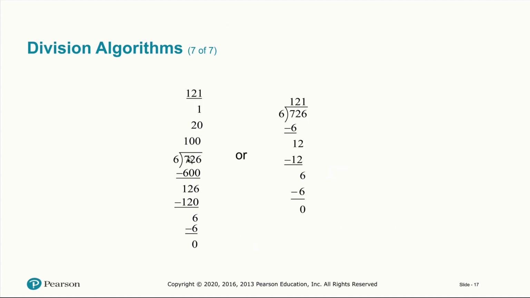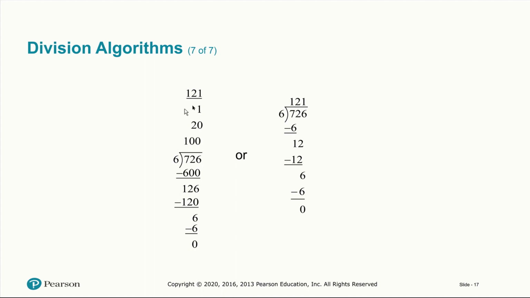So sometimes we represent the division algorithm like this. We say 6 goes into 726 100 times, and multiply, you get 600, subtract, you get 126. How many times does 6 go into that? 20 times. We write that here, and we're left with 6. And how many times does 6 go into 6? 1 time. Combine those, you get 121.